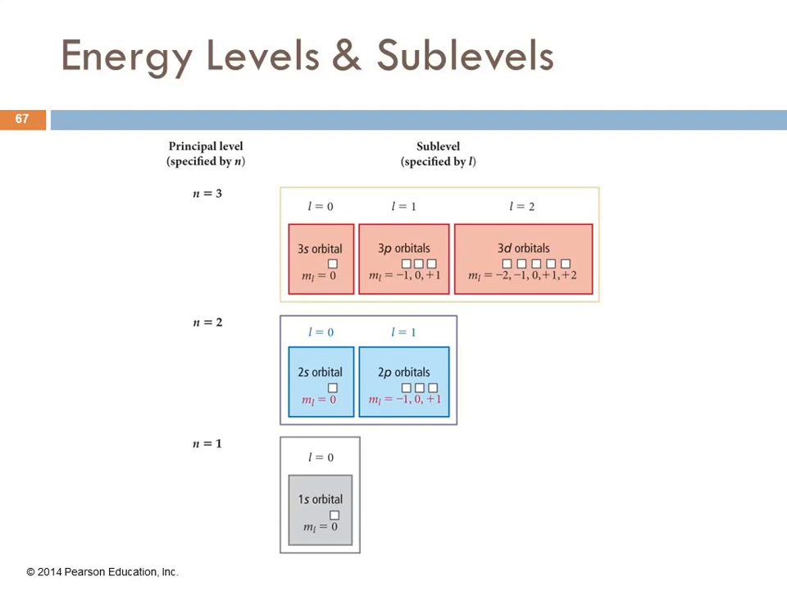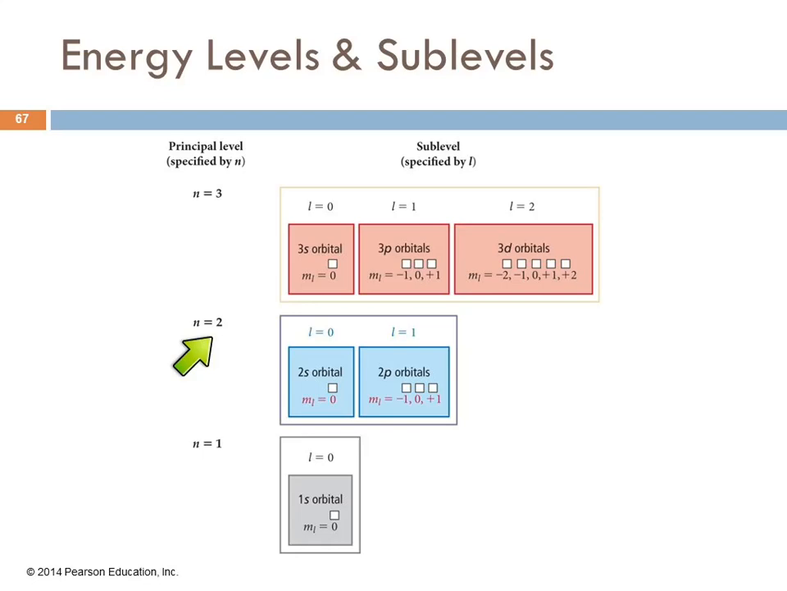Okay, so what are we looking at here? So here's n equals 1, and the possible values for L are just 0. So there's only one possibility here. And m sub L, remember, was minus L to plus L, including 0. And so there's only one possibility here. And so this is the 1s orbital, and there's just the one orbital.